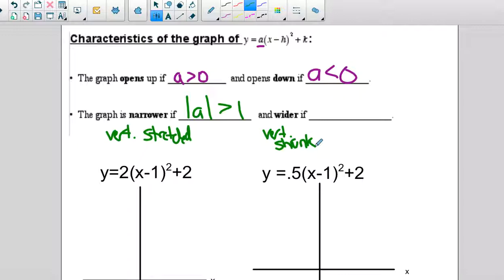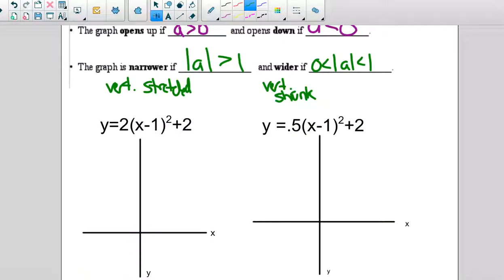Vertically shrunk, and that would be if it's a value between 0 and 1. And again, the absolute value is just there because the negative doesn't have any influence on stretching or shrinking, just the direction of opening. So if we had these two graphs, we probably have an idea of where the vertices are already. This is basically right 1, up 2, right 1, up 2, just that these a values are different.